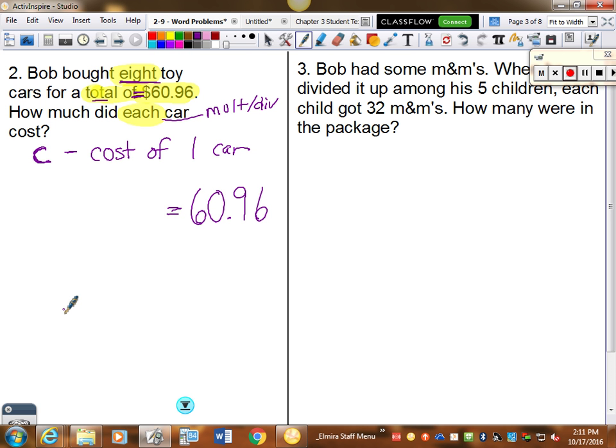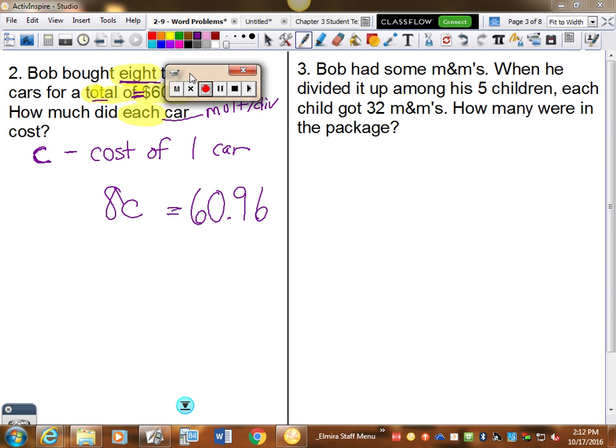Multiplying is repeated addition. So the word each tells us multiply or divide, and the word total makes us think of addition, and addition is related to multiplication. And if you think about it, it makes sense. He bought 8 cars, so 8, how many cars he bought, times C for how much each one cost, and that would give the total. Okay? Again, on your homework, you'd have to solve, divide both sides by 8, etc. But I'm going to focus on just setting them up. Okay, let me move this out of the way.